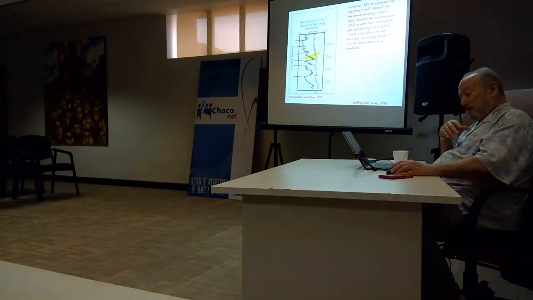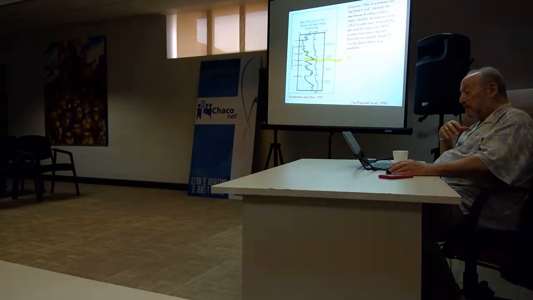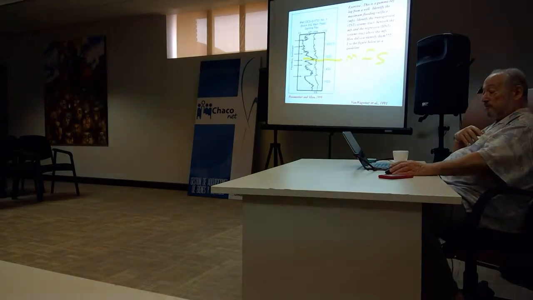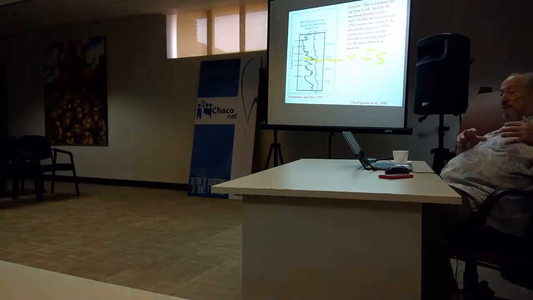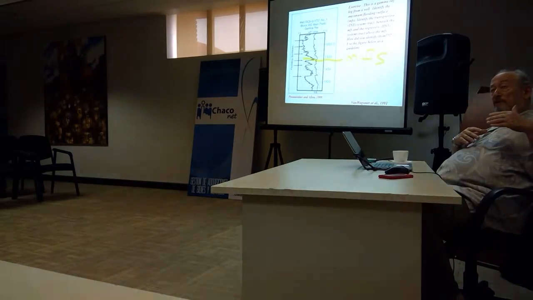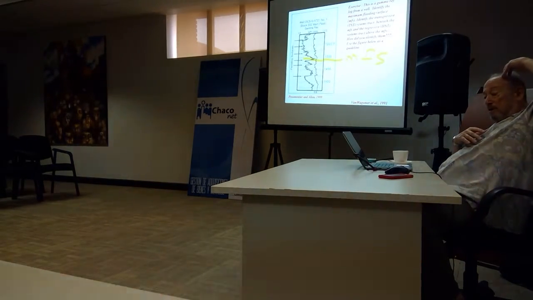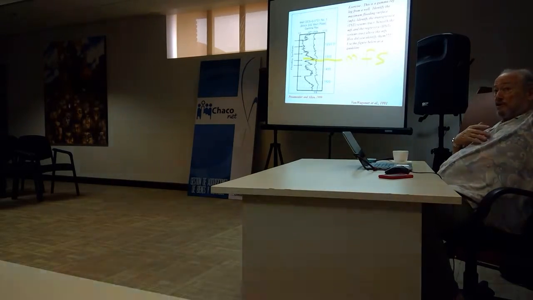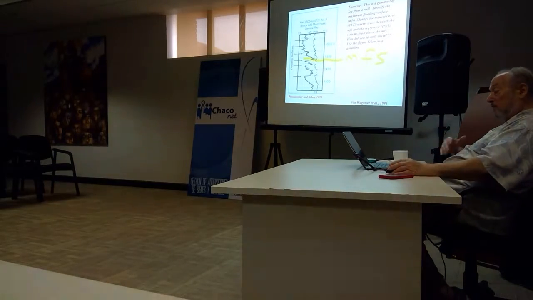It's this one right there. So that's your maximum flooding surface. These are flooding surfaces, the other shales, but they're not the maximum. The maximum one, remember, is the most landward extent of the shoreline. So it's going to be the shaliest, and it'll have organic material with it that gives it the high gamma ray.